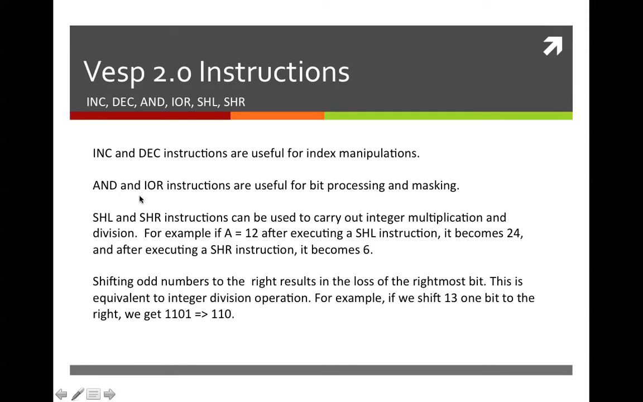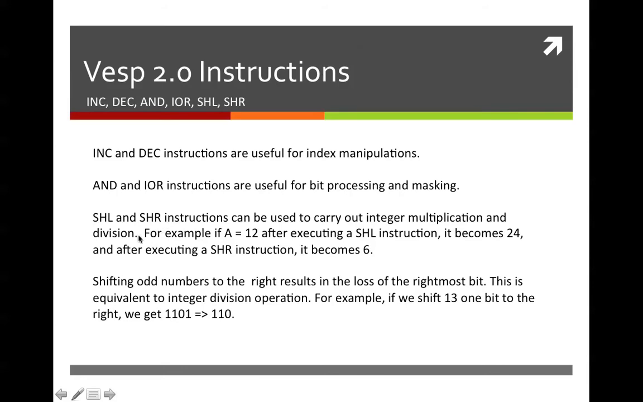AND or IOR instructions are useful for bit processing and masking when you're doing logic decisions or logical expressions. Then you could actually use these instructions. Shift left and shift right instructions are useful for integer multiplication and division, if nothing else. Of course, they are useful in their own right for, again, bit processing.